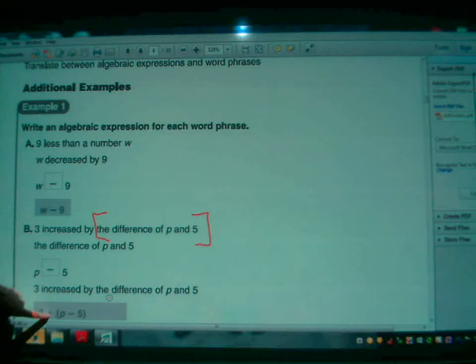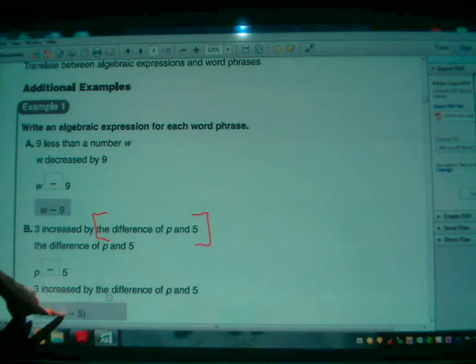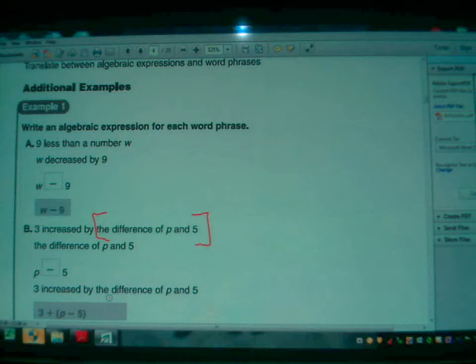We wrote a 3 plus in front, and that is the expression. 3 plus P minus 5. And that would be it. Now, as you can see, one thing I want to note is that P minus 5 is in parentheses.